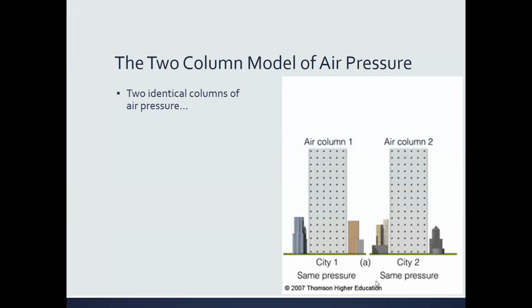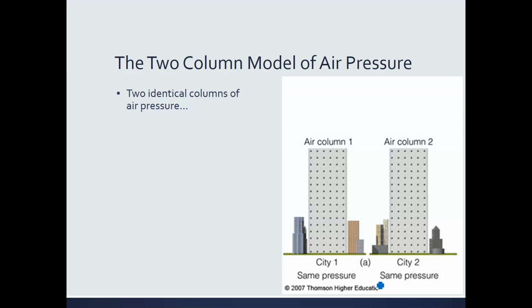Now with that said, let's talk about a very crucial model of the atmosphere called the two-column model. We're going to use this a lot in the next two modules when we talk about cyclogenesis, the three-celled model, global circulation, the jet stream, and sea breezes. All of those things come back to this model. So this is a fundamental model in meteorology. And here's how it works.